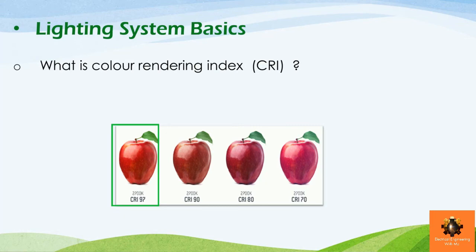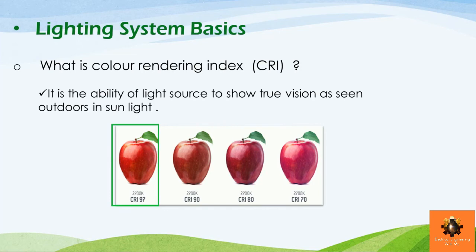So when the CRI is getting nearer to 100%, you see here it's 97%, so the apple appears with its true vision or its true color. While when the CRI is very low, like the 70%, the color of the apple has a great difference from its normal condition. So we say that the color rendering index is the ability of the light source to show true vision as seen outdoors in the sunlight.